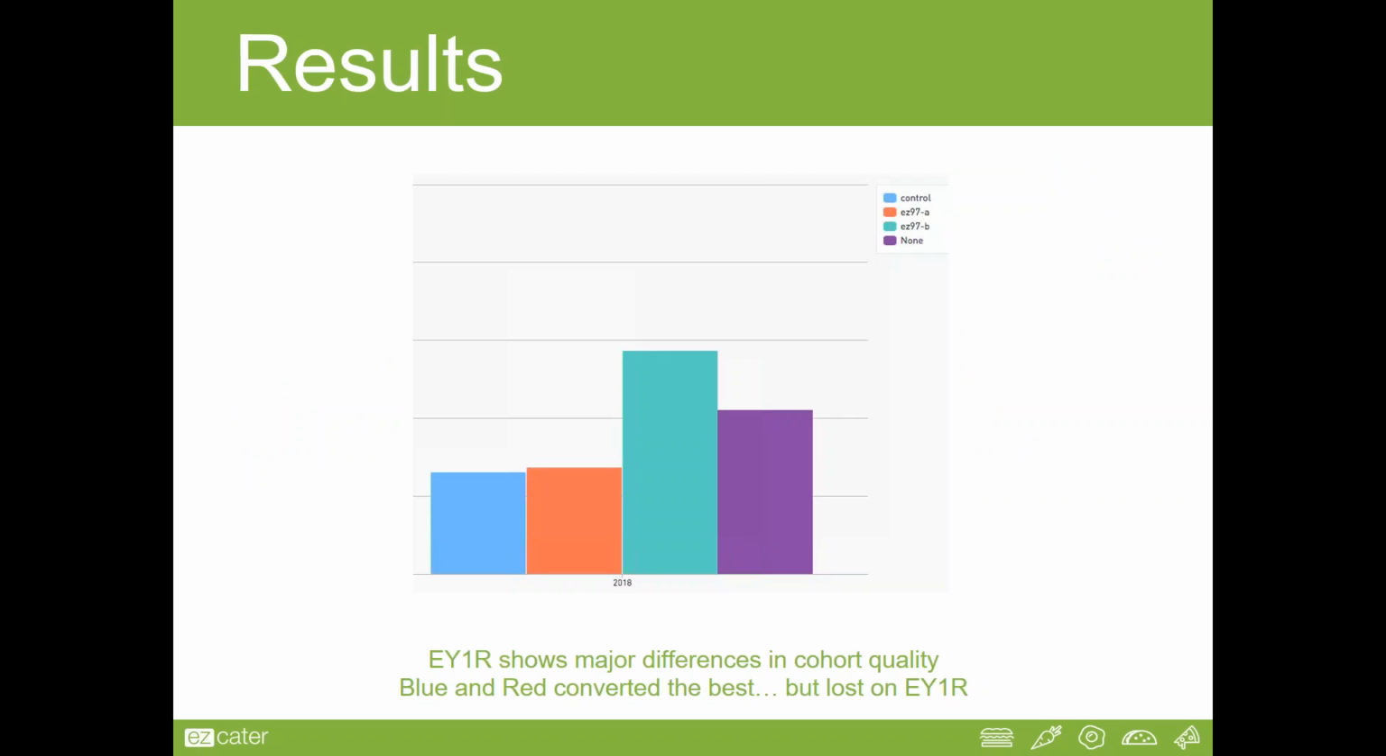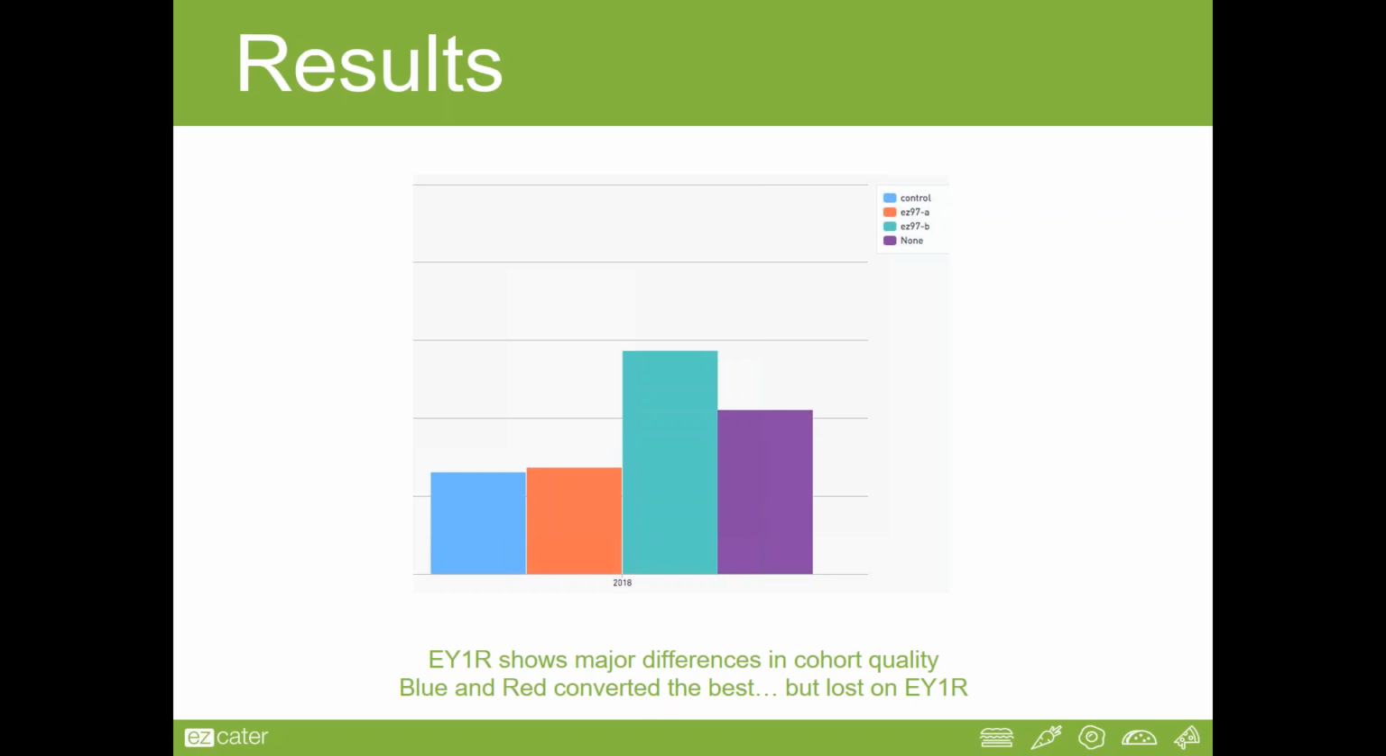And pulling us all the way back to the beginning, we started off with a promotion. When we had previously analyzed our promotions, we would look through the conversion rate. This is an experiment with the control arm in blue and then two different promotions in red and in green. And the red had a much higher conversion rate.